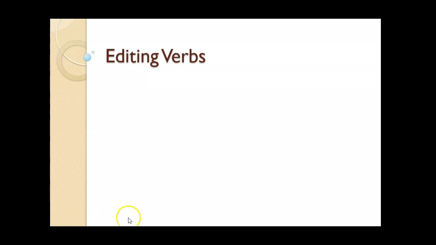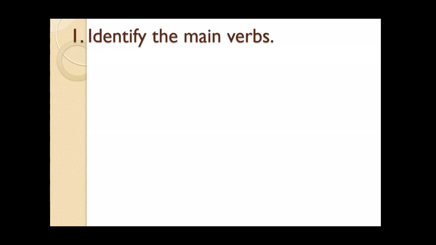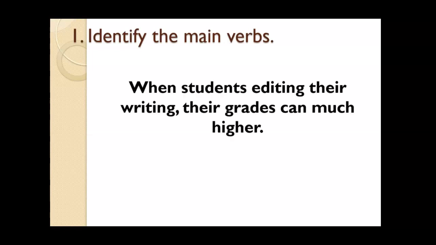Okay, so this video will be about how to edit verbs in your writing. The first step, just as it was with nouns, is to identify the main verbs. Verbs can be action words that tell the action of a sentence, or they can be stative verbs that describe a state of being. There's always at least one verb in a sentence. Sometimes there are two, if there is a connecting word in the sentence.